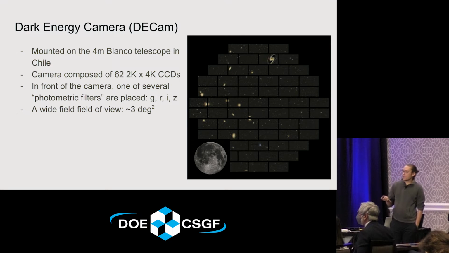This camera and this telescope combination provides a very wide field of view of the sky, which is what makes it useful for surveying the sky. It has a field of view of about 3 square degrees. This is the Dark Energy Camera focal plane, and additionally the moon for scale. You should be able to fit about 4 moons in one field of view.